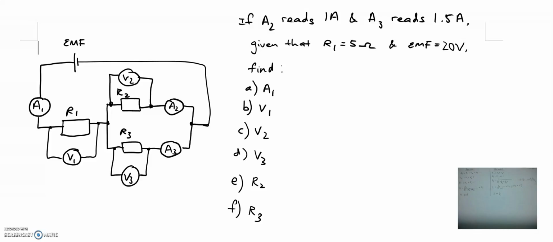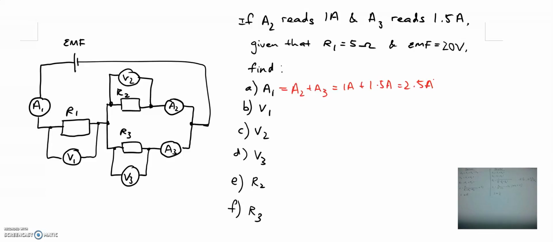So A1, using the formula, you notice that A2 and A3 are actually in parallel, and A1 is in series. So we can make use of the first formula, I total equals I1 plus I2. In this case, A1 equals A2 plus A3, which are the values that we have been given, 1 ampere plus 1.5 ampere. So this equals 2.5 ampere. So 2.5 ampere is now the total current going through the whole circuit.